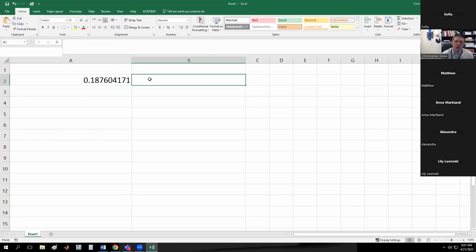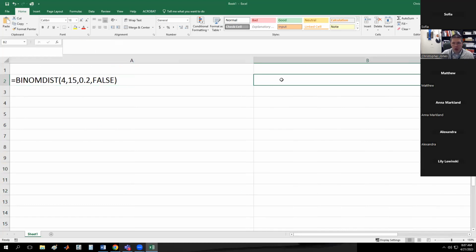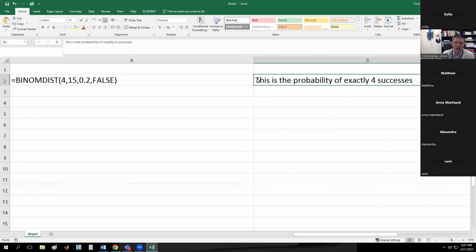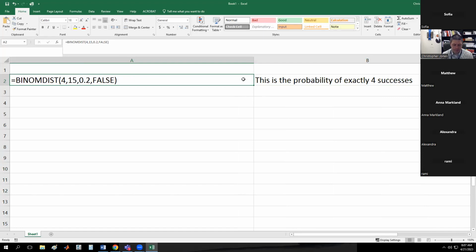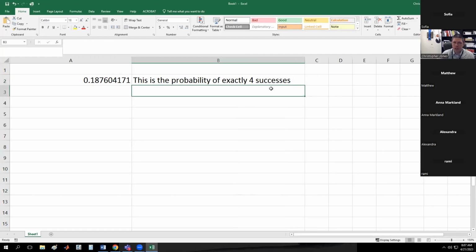So when you guys are doing the assignment, you're going to type that in, and then right next to it in another cell, you're just going to type, this is the probability of exactly 4 successes. I hope I didn't type over that. Nope. So this is what your Excel assignment should look like when you're going through each of these.